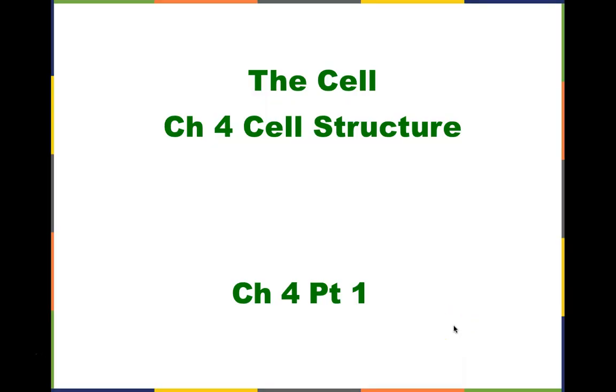The Cell, Chapter 4, Cell Structure. In this chapter, we have information about many of the common structures found in eukaryotic cells. We also have some examples perhaps of prokaryotic cell structure as well that are discussed in this chapter.